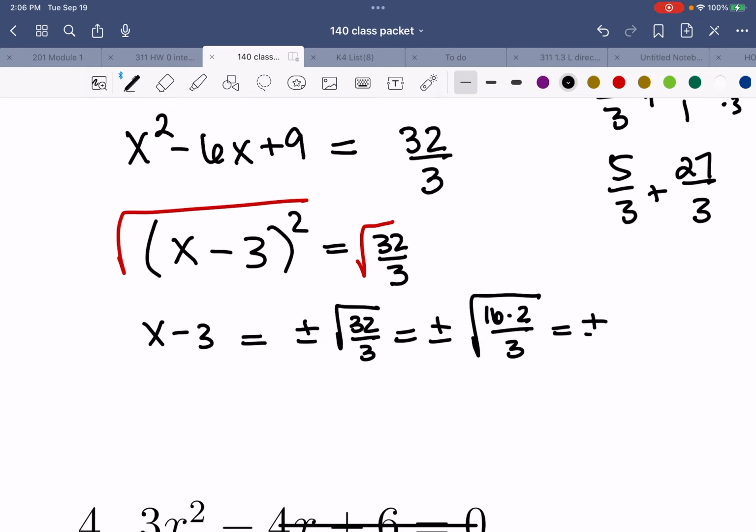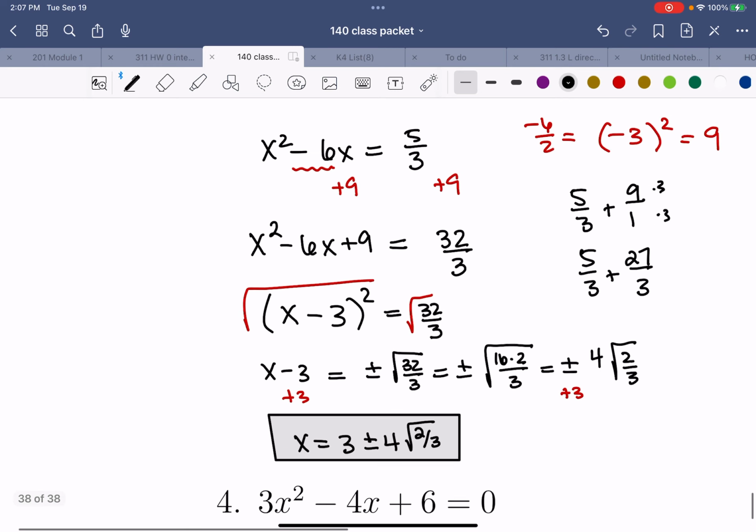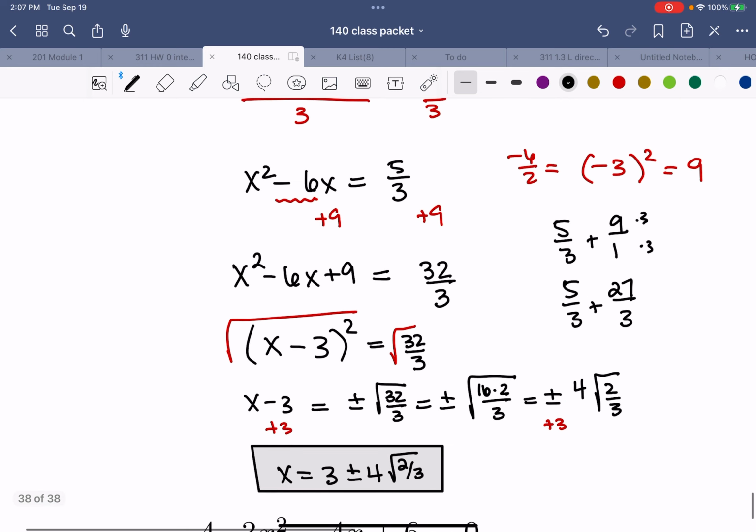And that 16 can come out, but when it comes out of the square root, you have to take its square root. So this is going to be 4 times the square root of 2 over 3, which is what's left. And then I can add 3 to both sides. That will leave me with x equals 3 plus or minus 4 square root of 2/3. And I'm going to leave my answer like that. Okay, so that's how we would complete the square.